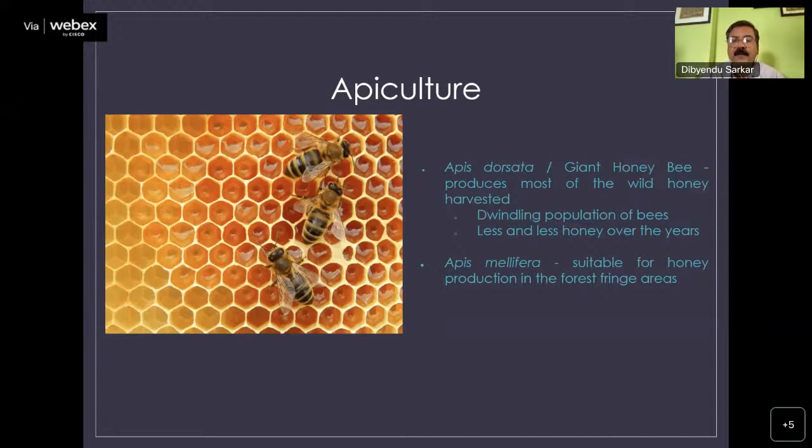Basically, in the forest fringe area, Apis mellifera. That is also possible in boxes. So the forest department is doing that. So this is another kind of intervention which may be thought of. Next.